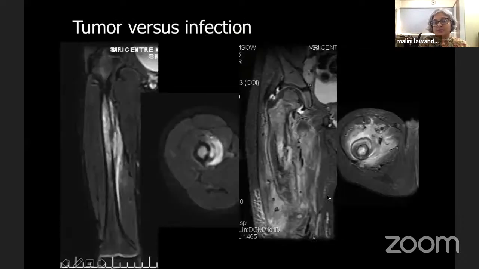And again, the question on MR, is it infection? Is it tumor? The clue is soft tissue edema. In infection, you will have much more soft tissue edema. In Ewing sarcoma, you will have less soft tissue edema. Also, fluid signal. If you give contrast, this will be more an abscess fluid, while this will be solid.